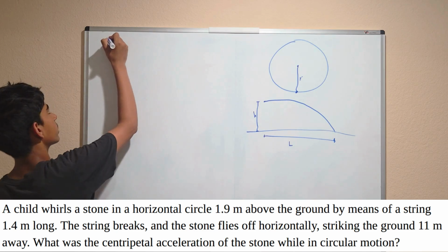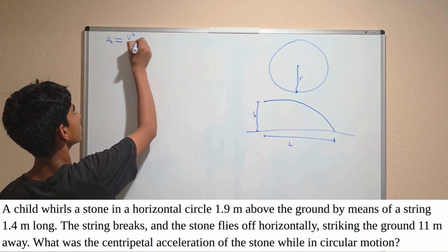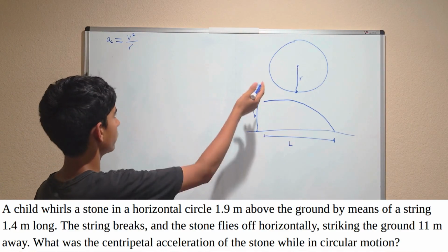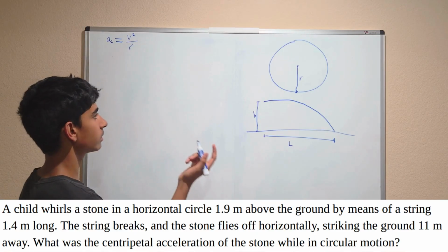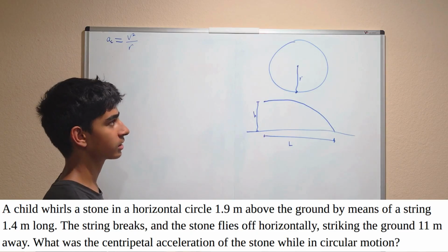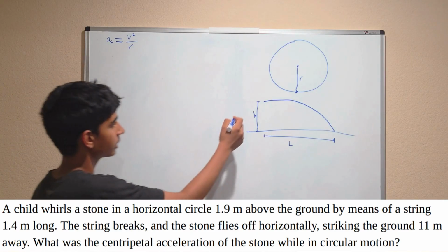Well, we know that the centripetal acceleration is equal to the velocity squared divided by the radius. And we know the radius, so all we need to do is find the tangential velocity, or the tangential speed, during this circular motion. Well, that's where this part comes in.